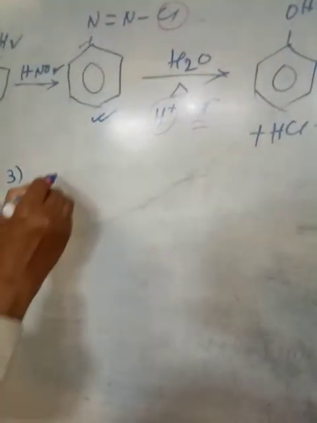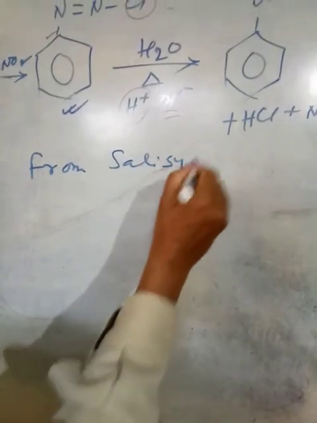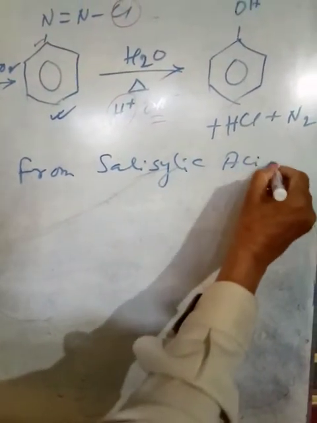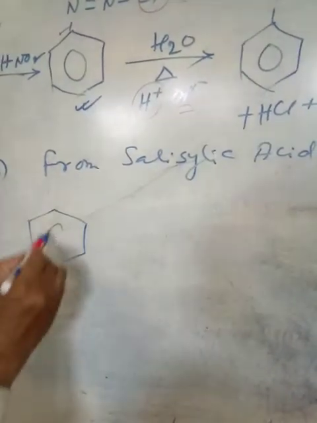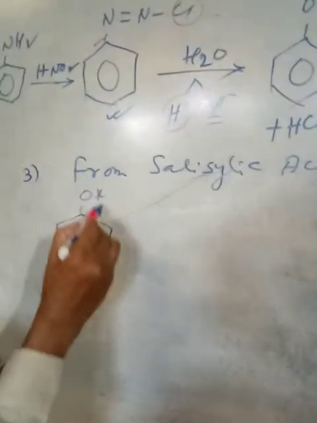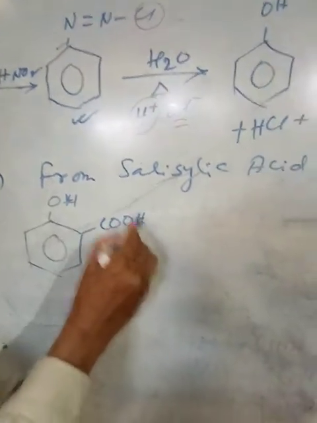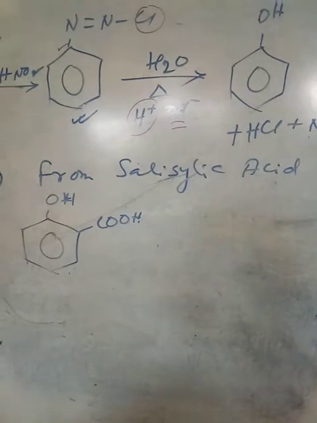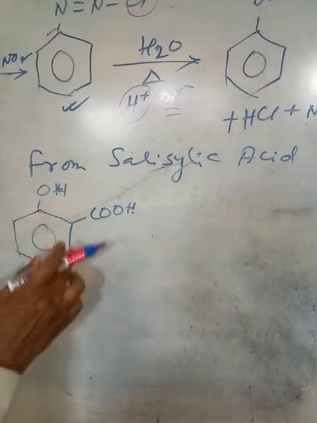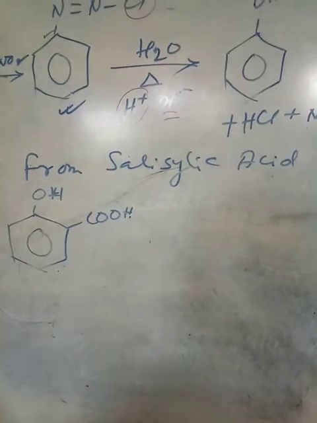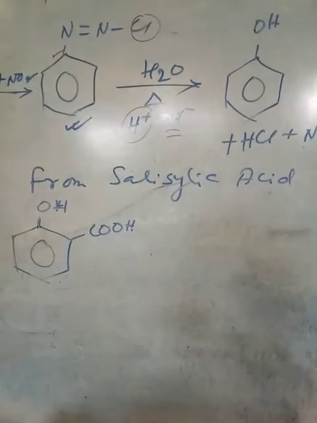Number three, from salicylic acid. Salicylic acid is an important compound. Here one OH and one COOH are at ortho position. So it is also called orthohydroxybenzoic acid. This is benzoic acid, and at ortho position there is an OH group.